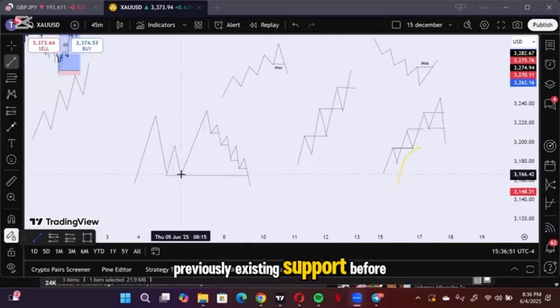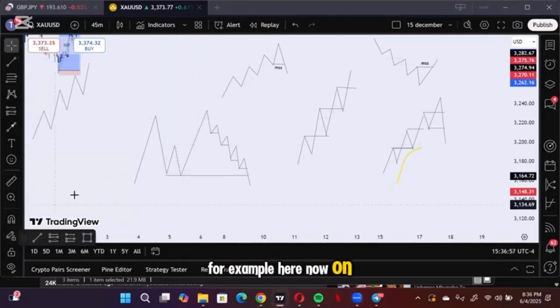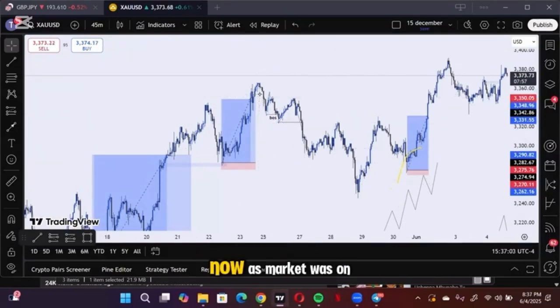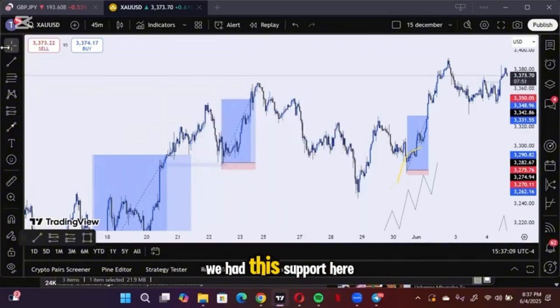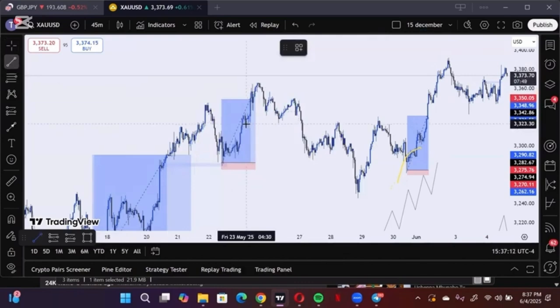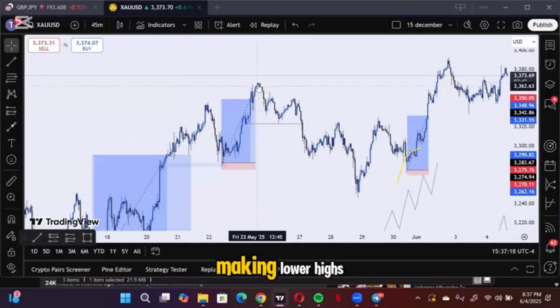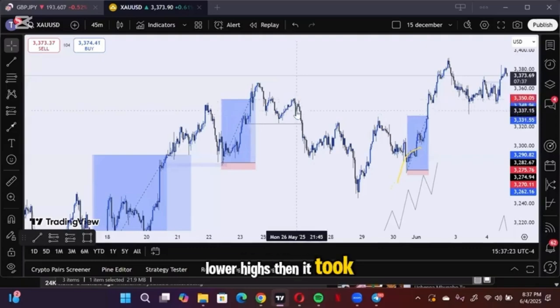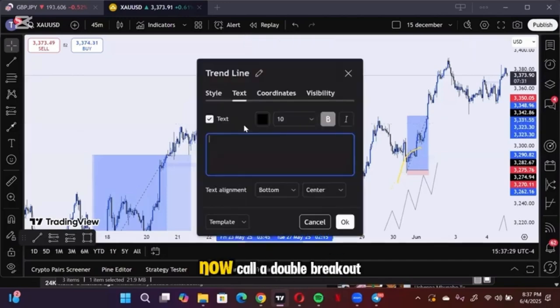Now, when market takes out two consecutive zones, that is taking out that low while also taking out a previously existing support before or a previously existing low, then that is what you call a double break of structure. For example, here on this chart, we had market on a downtrend, and we had these previously existing support zones. We have this support here. This is a support level. You guys can see, if you know support and resistance, this is what a support level is. So our market was making lower highs, lower lows, lower highs, lower lows, lower highs. Then it took out this low. Then it also took out this previously existing support level here. This is what you will now call a double break of structure.